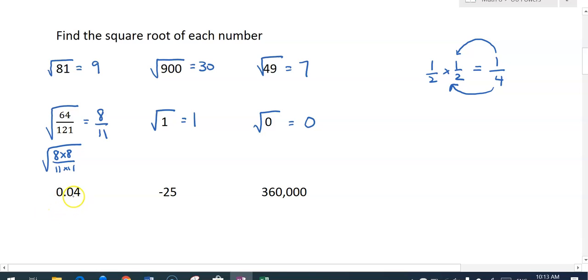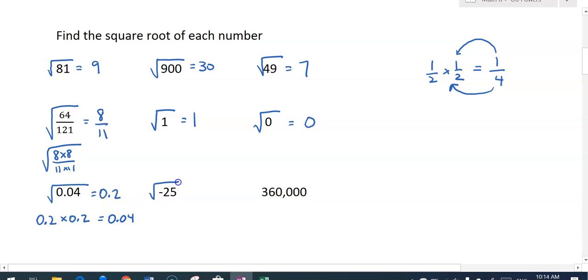0.04. Well, if you have two decimal places, a single decimal place multiplied by a single decimal place gives you two decimal places. So if you have an even number of decimal places, you can take the square root of it. The square root of 0.04 is 0.2. Not 0.02, because 0.02 times 0.02 would give you four decimal places. So be careful with the decimals.